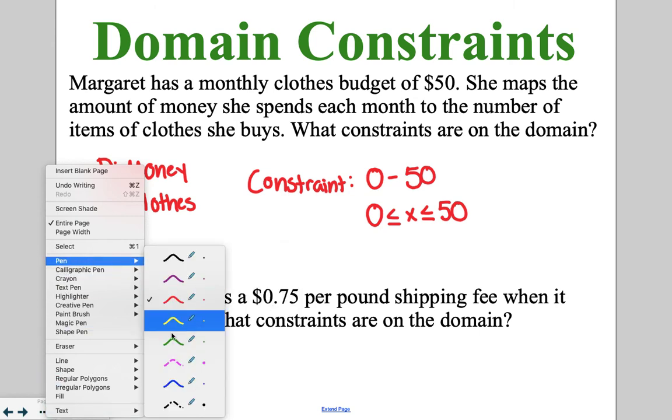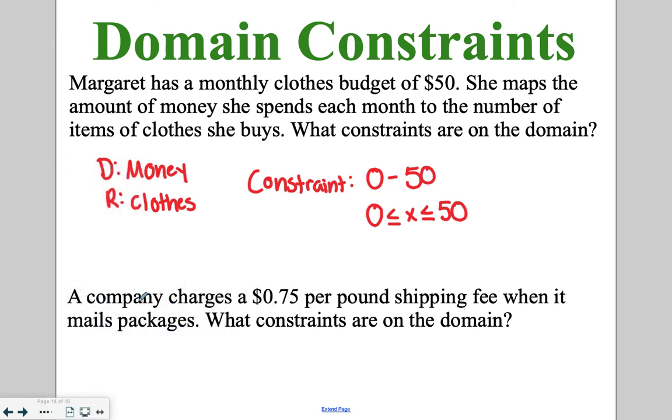Looking at the second one, a company charges 75 cents per pound for a shipping fee when it mails packages. What are the constraints on the domain? Again, we need to identify the domain and the range. The thing that is determining the scenario here is going to be the weight, or the pounds, and what it's determining is the cost. So how much it weighs determines how much it costs.